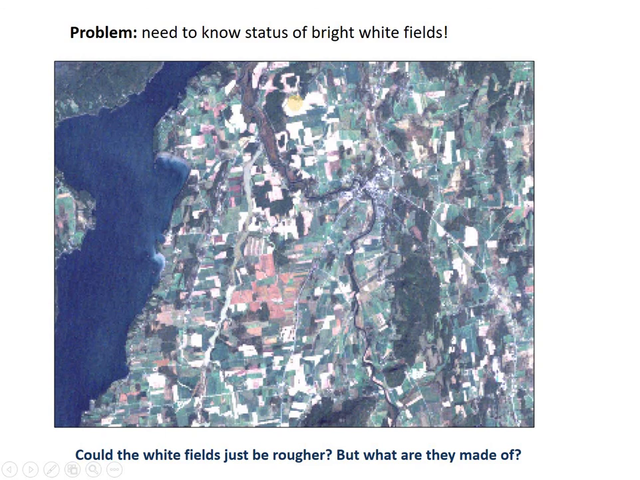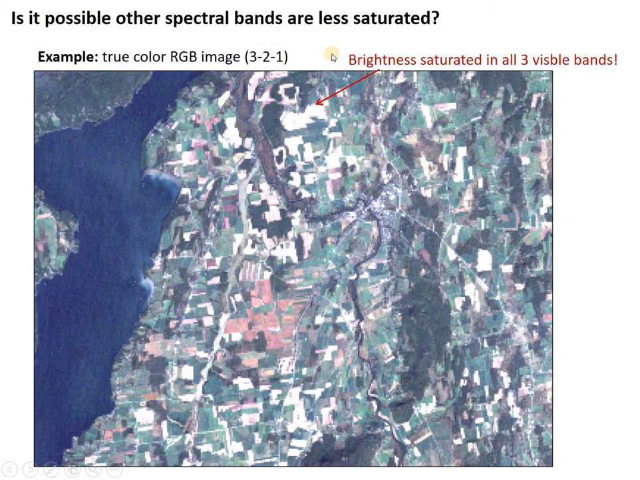But we're having trouble because they're reflecting so much light back to our sensor that it's saturated the detector, and we are not able to draw out any kind of tonal or color difference, even using a contrast stretch. So one question to think about is, is it possible that other spectral bands are less saturated? Because this is a true color image, we've rendered it, assigned the red band to band 3, green to 2, and blue to 1. So we've used these 3 visible bands. Are there other bands that might be less saturated and give us some leverage on this problem?